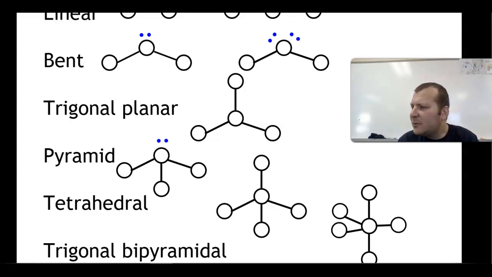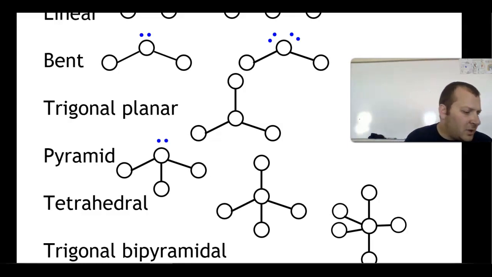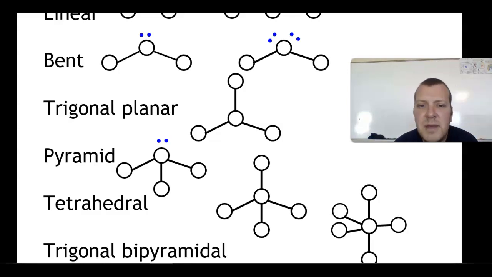I wrote some helpful tips. The black makes 4 bonds. So if you're trying to make 4 bonds, use the black. The blue makes 3 bonds. Red makes 2, and all the others, yellow, orange, green, purple, all of those make 1 bond.